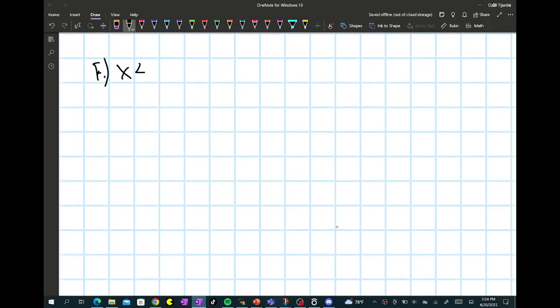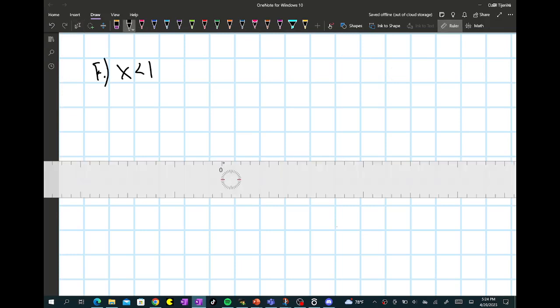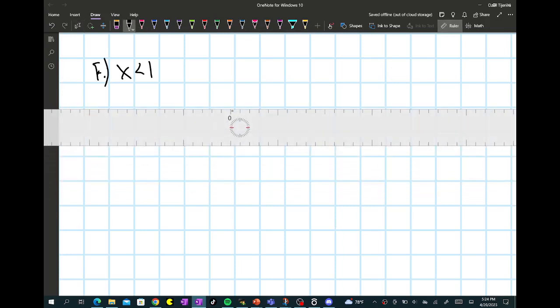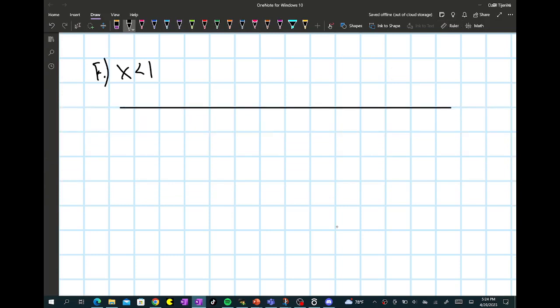Now, again, what I'm first going to do is graph it, because I want to see what this looks like before I write it in interval notation. I do not like to write it in interval notation first with these kinds of problems, because then it confuses the audience. I don't want to confuse you guys, so I'm first going to graph it.